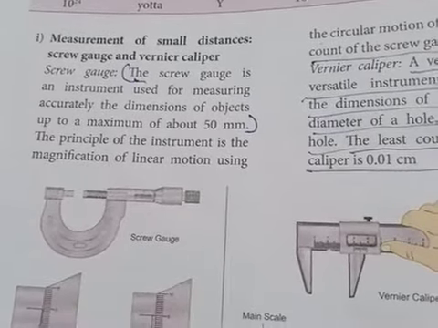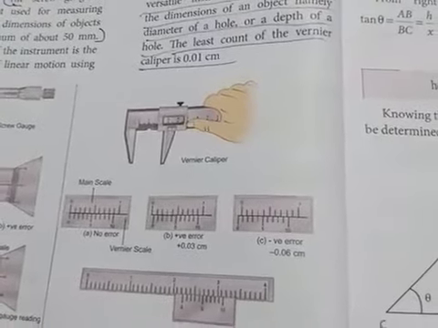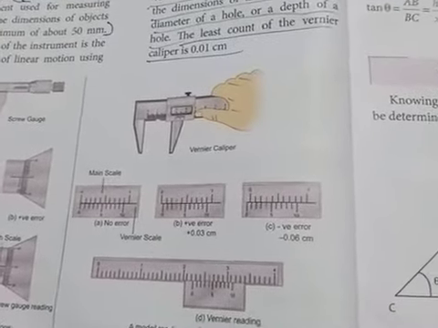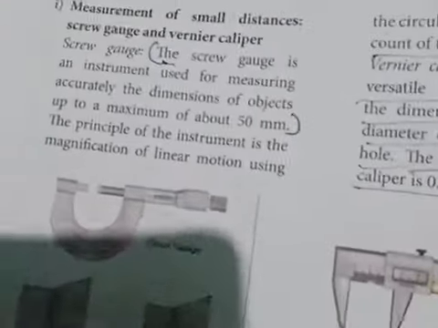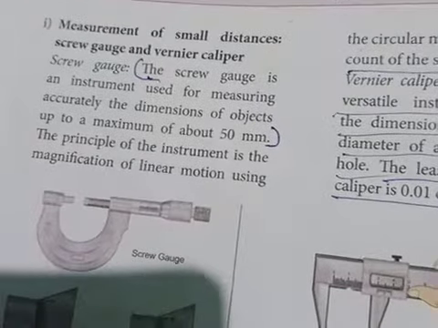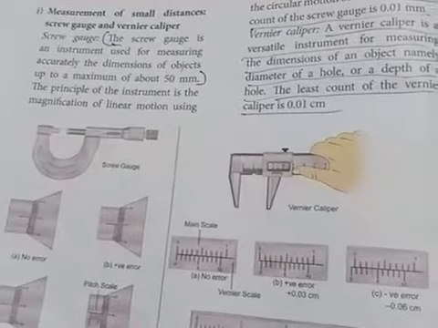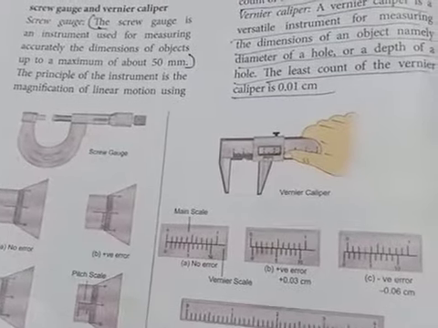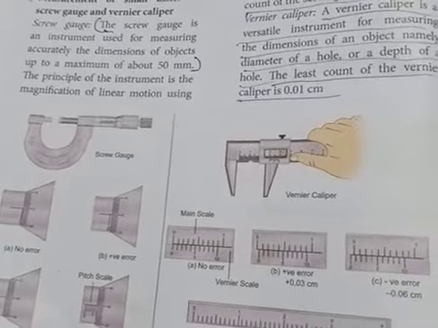You all know the practice of measuring using a screw gauge. Suppose we want to measure the thickness of paper, the thickness of a coin, or the thickness of a wire; for all of these we use the screw gauge instrument. Any object with a thickness or length of up to 50 millimeter, we can measure using this screw gauge.